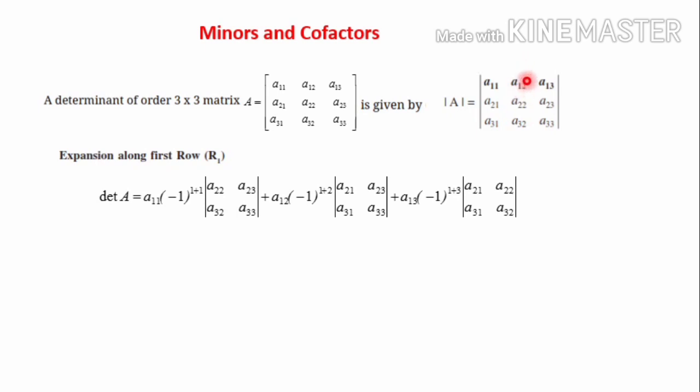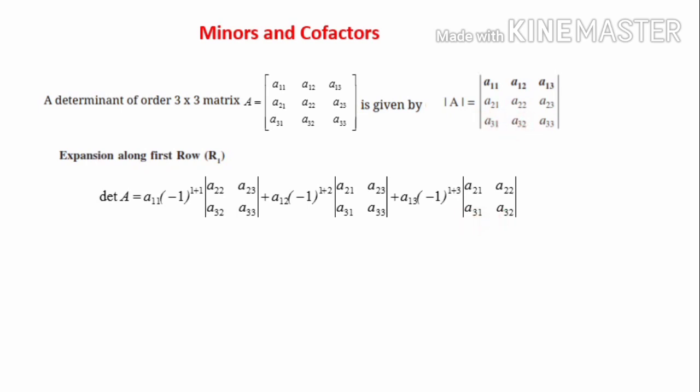Since we have taken A12, that particular row and the column is eliminated. The balance elements A21, A23, A31 and A33 we have taken and written here as determinant, plus A13 into minus 1 the whole power 1 plus 3, row value plus the column value, into, since we have taken A13, that particular row and column is eliminated and the balance A21, A22, A31 and A32 we have taken and written here as determinant.